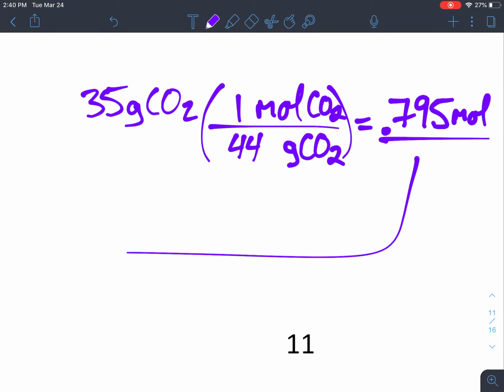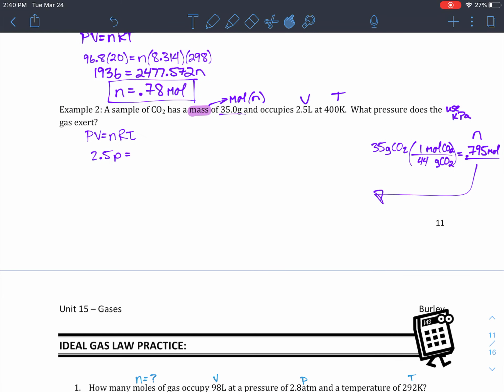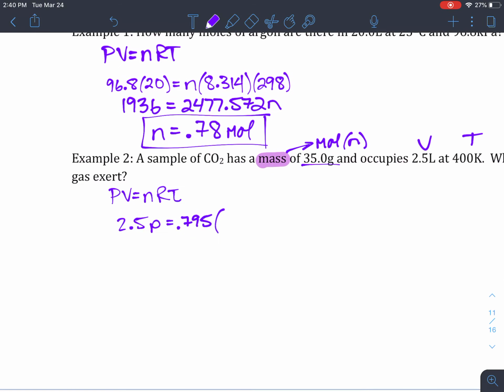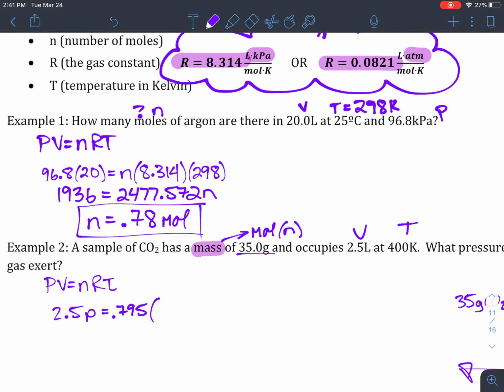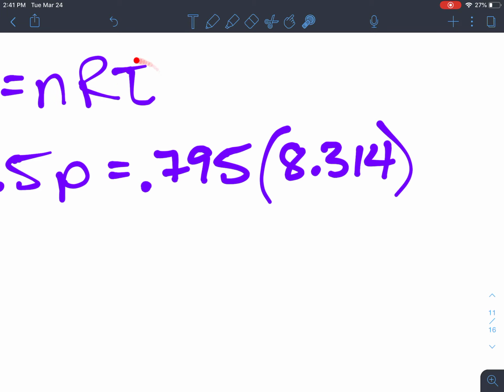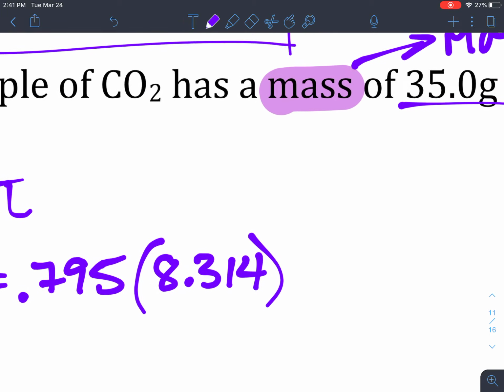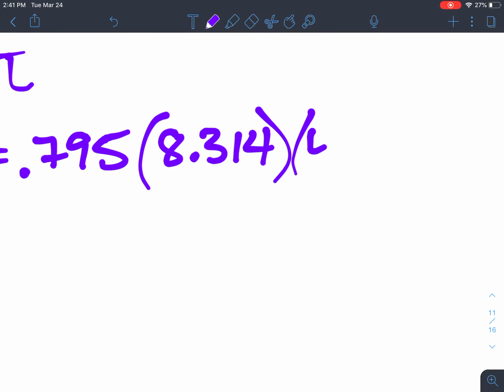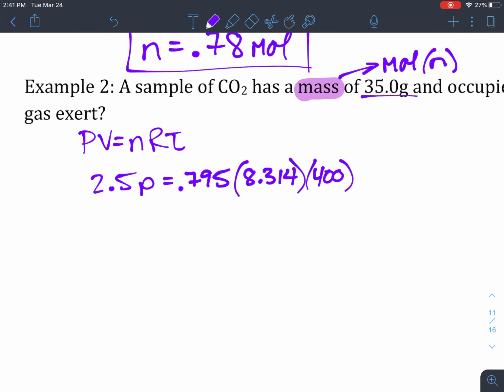Then we're going to take that number, then we're going to use it for N. So 0.795. And then next up is our R value. Since I did specify at the beginning to use kPa, we're going to use 8.314. Then the last variable that needs in is temperature. And the temperature in this one was 400. And now we solve.